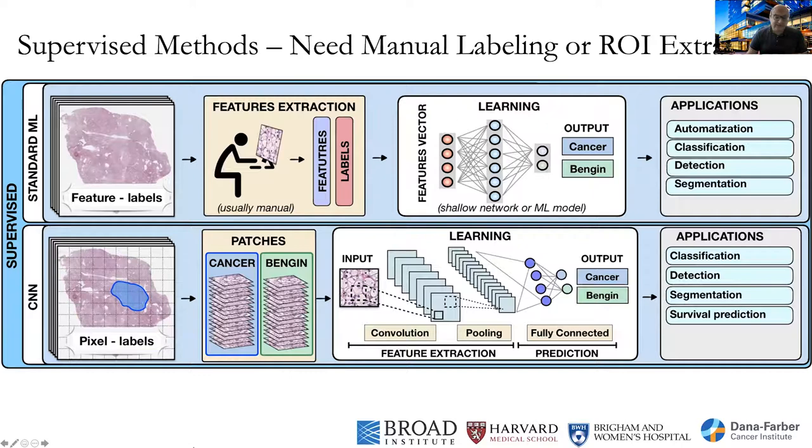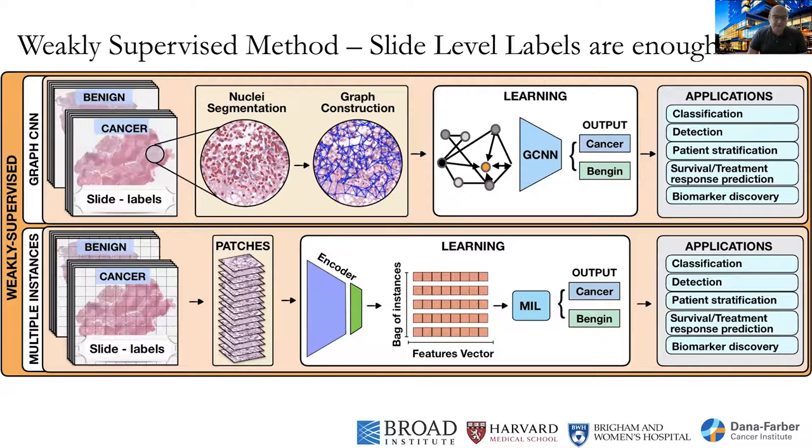Or there are weakly supervised approaches, and predominantly these days they involve graph convolutional network based approaches where you segment all the nuclei in the image, categorize them perhaps, and then build a slide level graph and use some form of graph convolutional networks on top of that. Or there are multiple instance learning based approaches. These are the approaches that use the entire slide. There's another category of approaches where they might be sampling from the slide that I won't talk about.